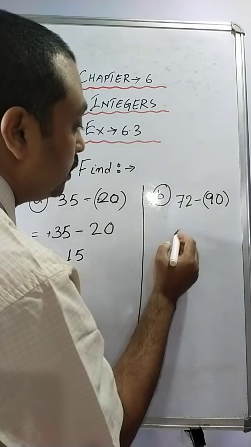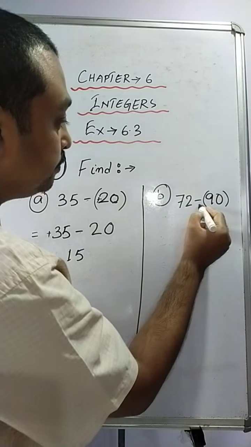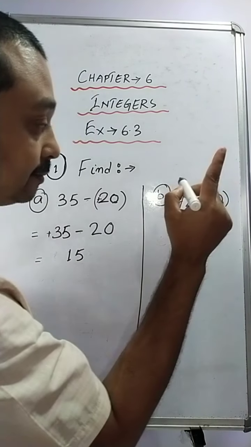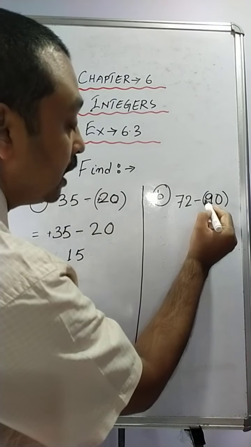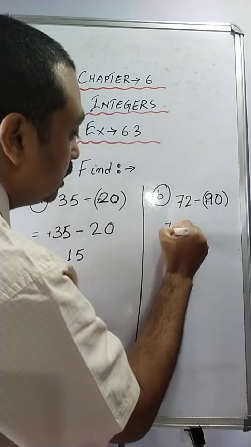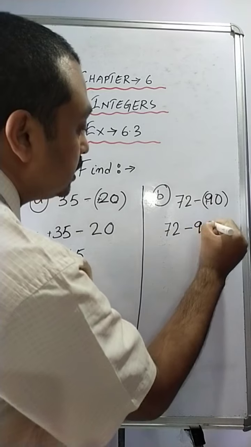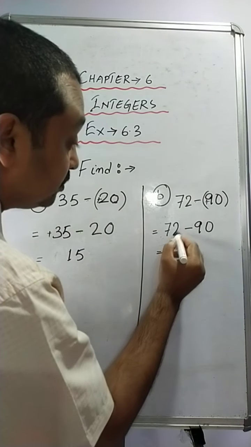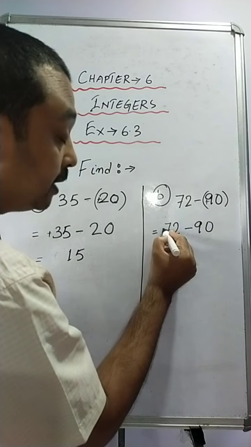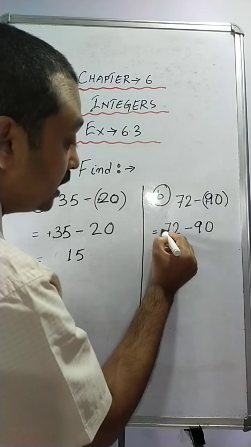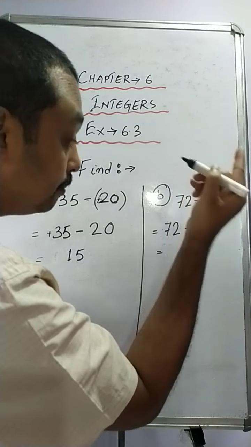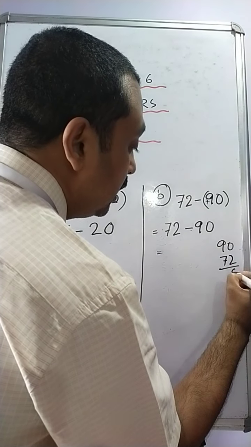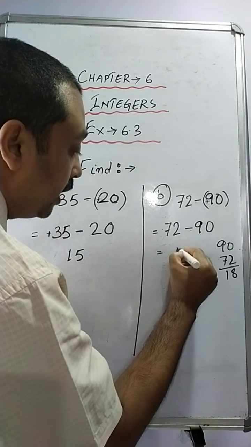In sum number B, again the same thing, students: this 90 which is inside the bracket is carrying a plus sign. Fine. So minus plus is what? Minus. So 72 minus 90. I hope all of you have understood. Now this 72 is carrying a plus sign, isn't it? So plus minus what? Minus. So 90 minus 72 is what? 18. So we'll write 18.